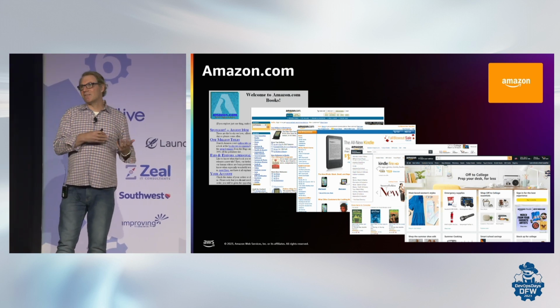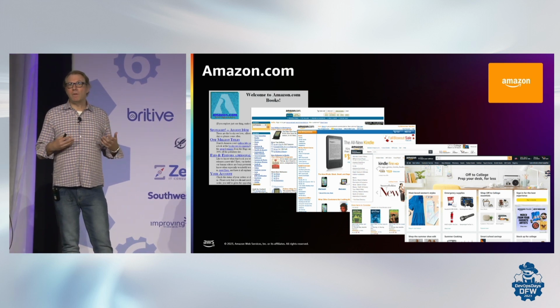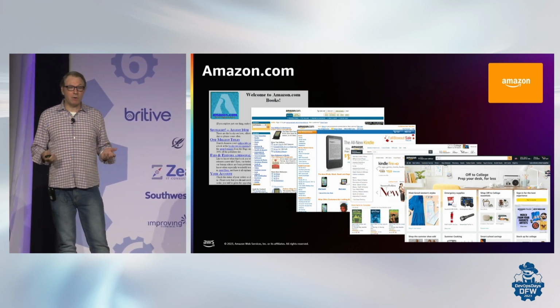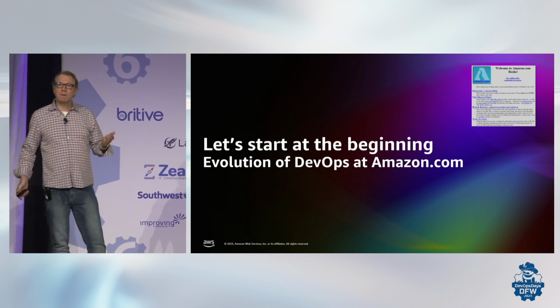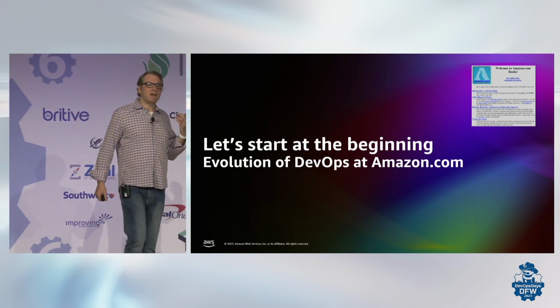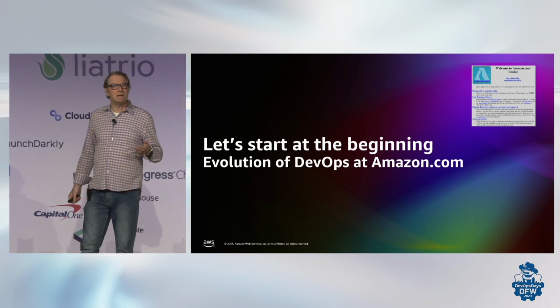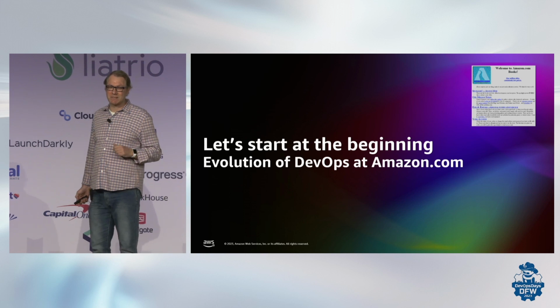So I like collecting things like that and collecting things about how the technology and culture at Amazon evolved. So that's where we're going to start. We're going to start at the beginning, 1995, and talk about Amazon.com, the DevOps culture there, and how it's resulted in processes and technology that result in resilient services.